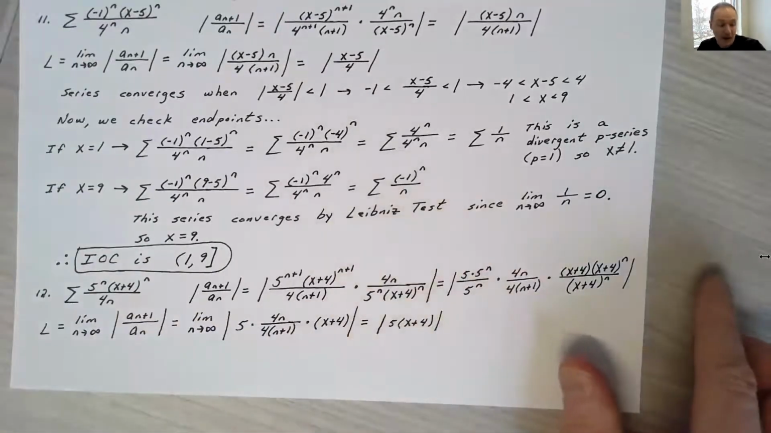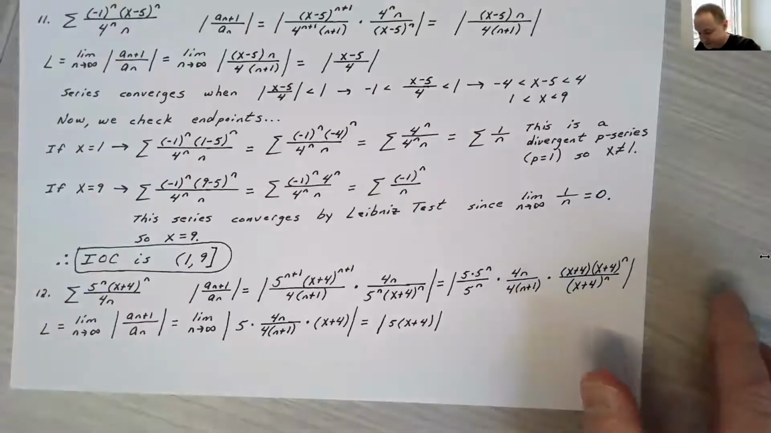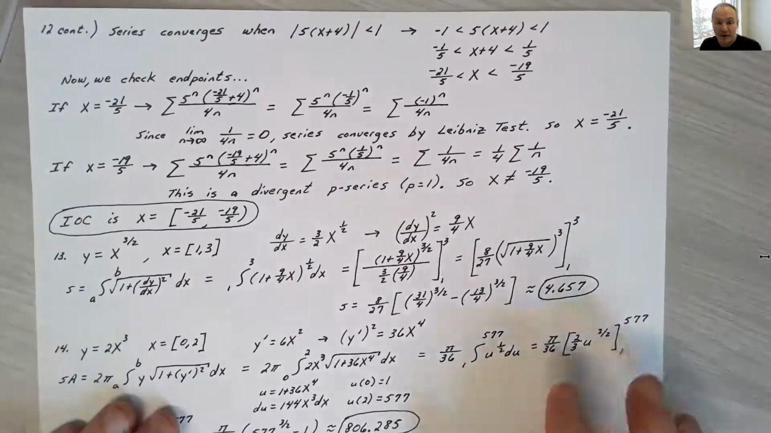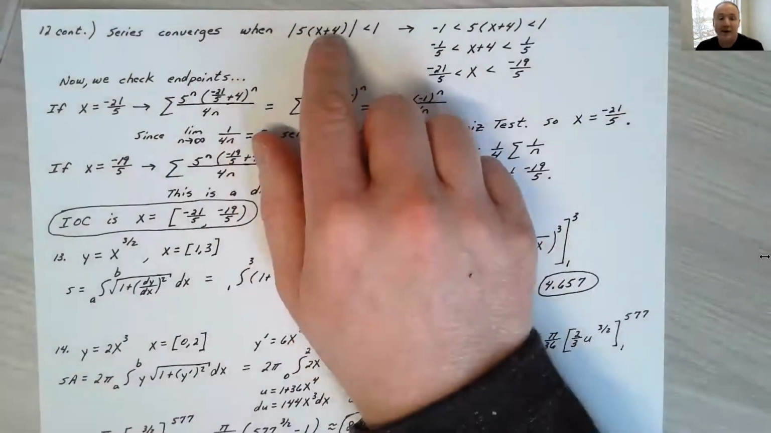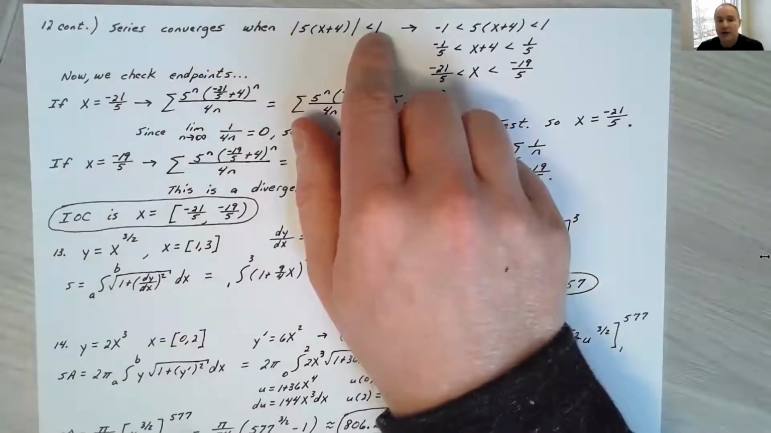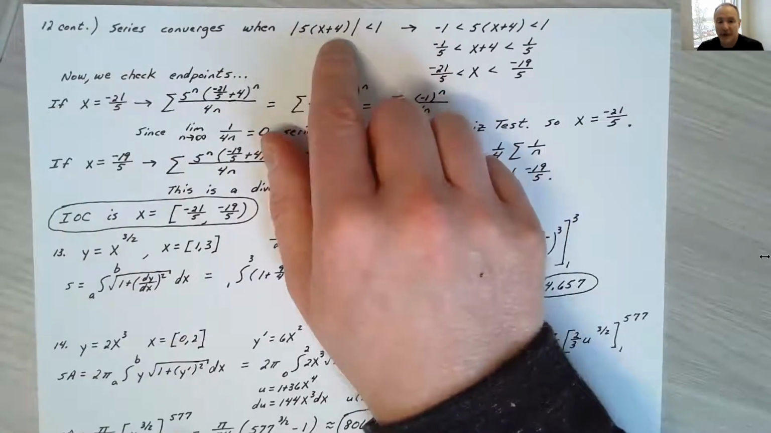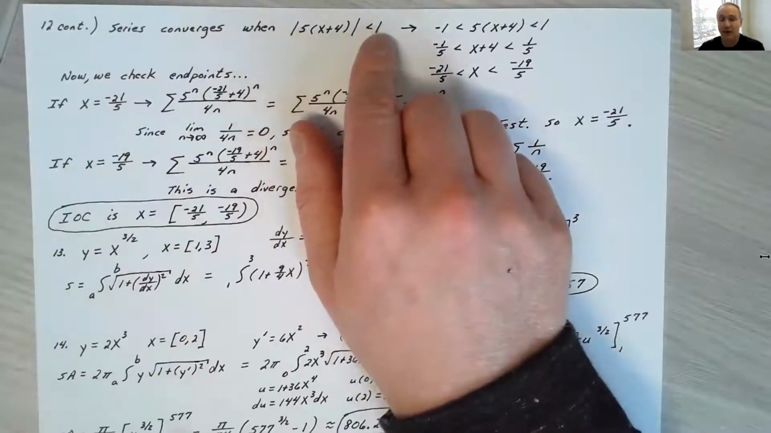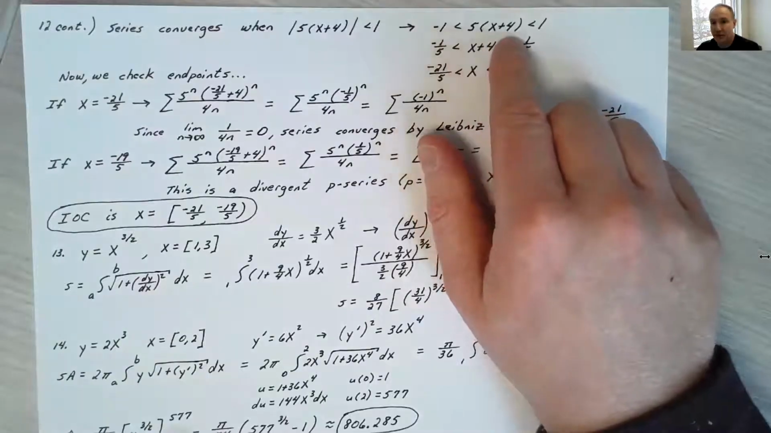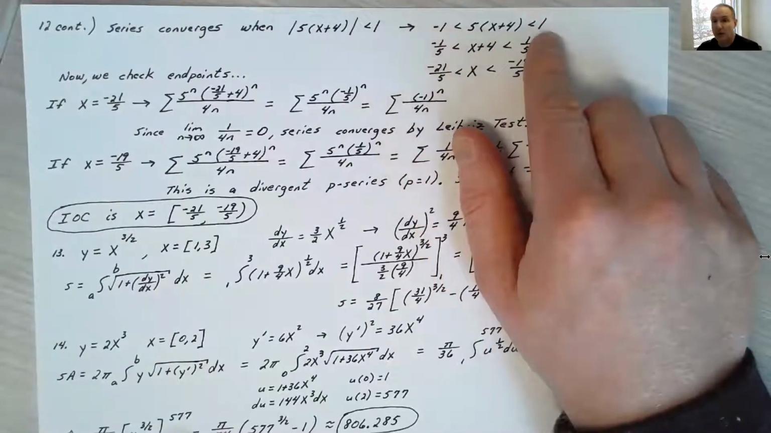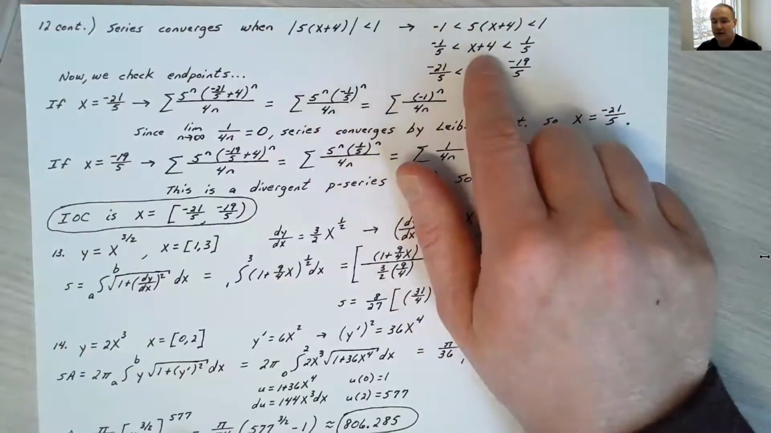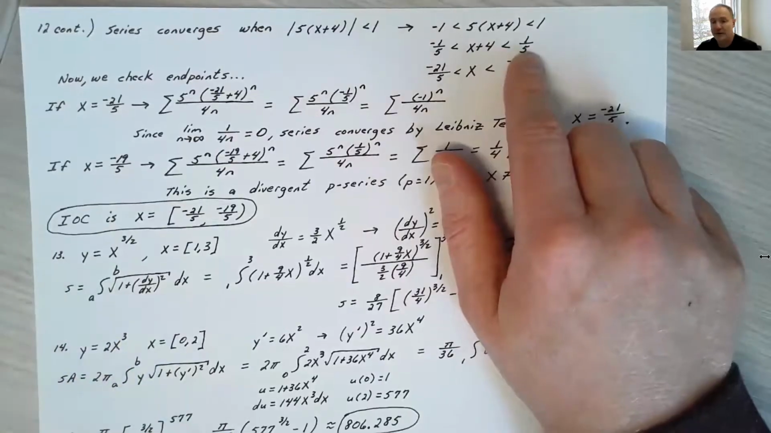Now, once I do that, I need to go in and say, well, all right, the series is going to converge if this value of L is strictly less than 1. So I say, all right, the absolute value of 5 times x plus 4 has to be less than 1, which means negative 1 has to be less than 5 times x plus 4, which has to be less than 1. We divide by 5 everywhere. Negative 1/5 has to be less than x plus 4, which has to be less than 1/5.